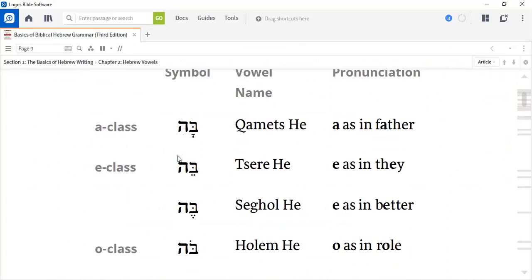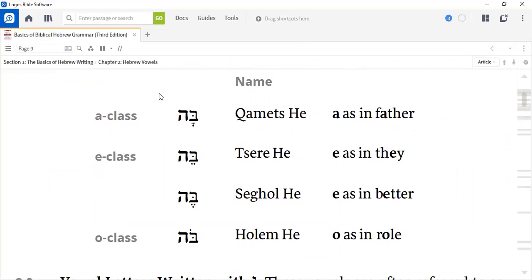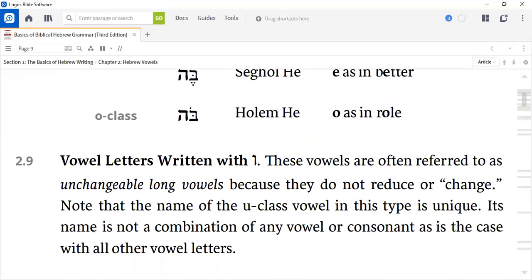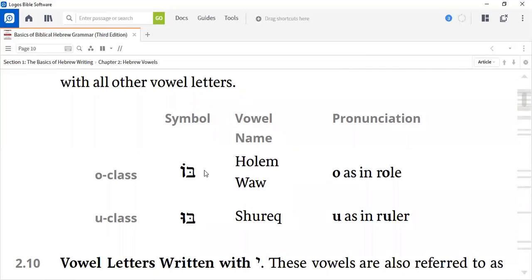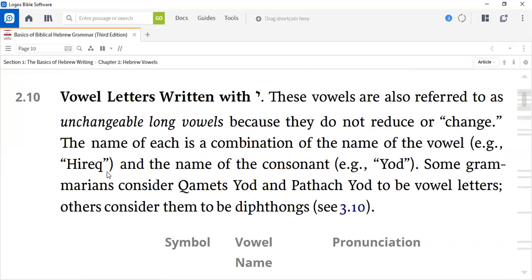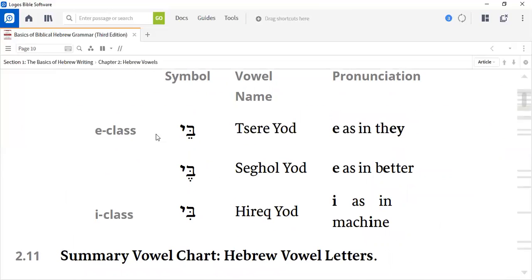Scrolling down, vowel letters: ba, be, bi, same, and bo. This is with the vav, the holam vav, bo, and the shureq, bu. Same as when they are not vowel letters. Okay, this is where some things deserve some attention.